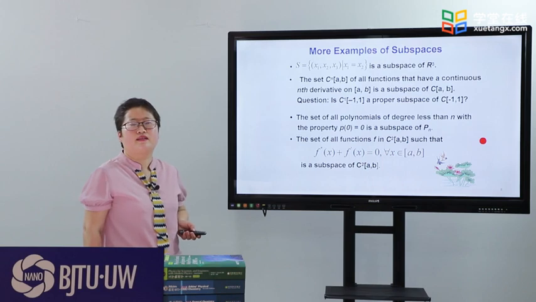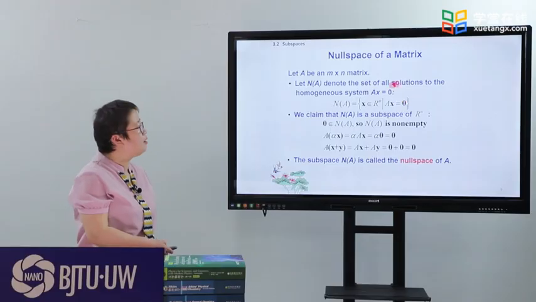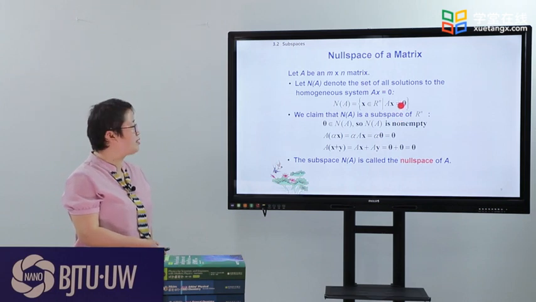Okay, and now we consider a very important subspace. We give it the name null space of a matrix. Let A be an n by n matrix, and we denote by N(A) the set of all solutions to the homogeneous linear system Ax = 0. So N(A) just contains all the solutions of this linear system.